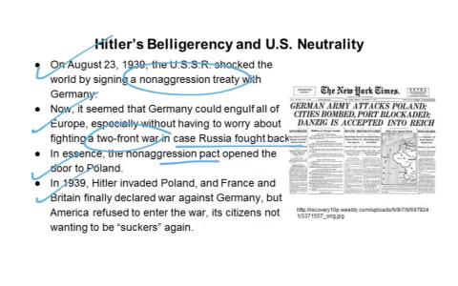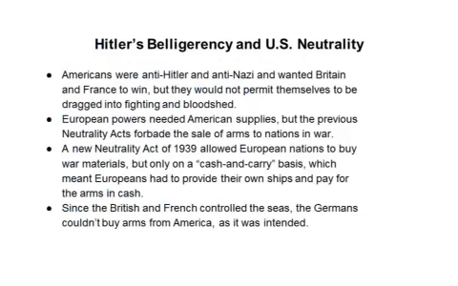In 1939, Hitler invaded Poland, and France and Britain finally declared war against Germany, but America refused to enter the war, its citizens still claiming that they did not want to be suckers again. Americans were anti-Hitler and anti-Nazi and wanted Britain and France to win, but they would not permit themselves to be dragged into fighting and bloodshed.